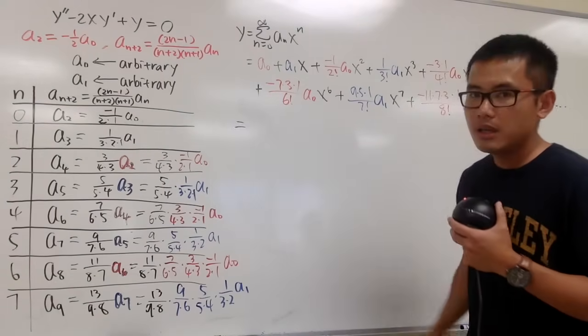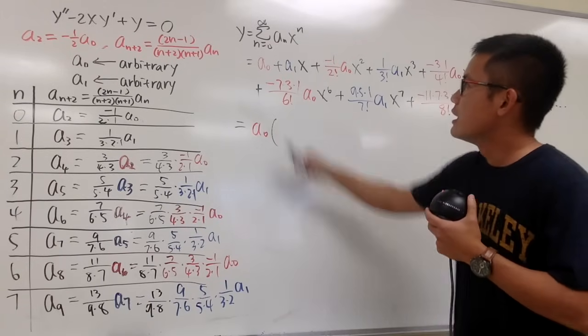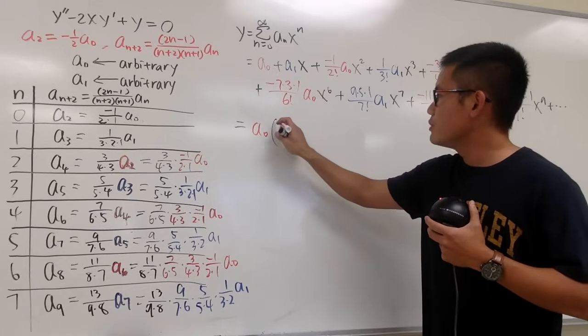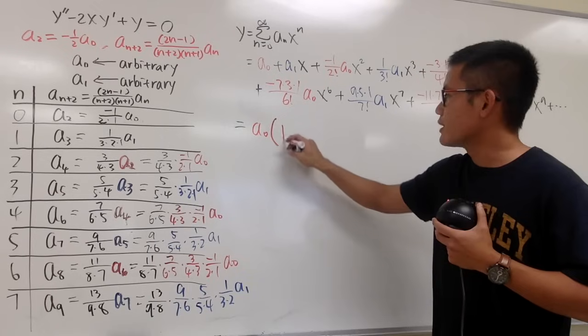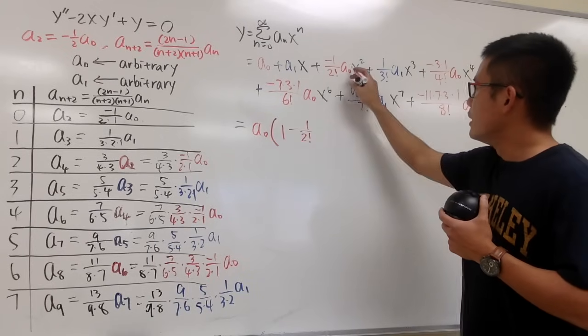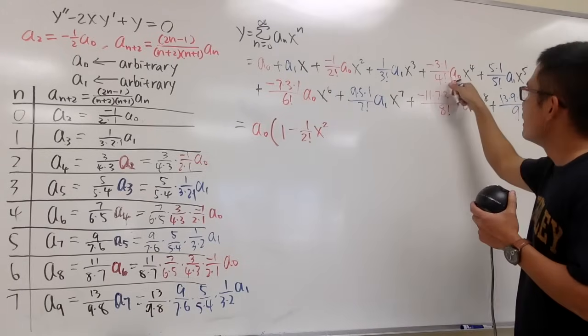So this is going to be, let me put down the A0 first, and I'll open the parentheses. We factor out the A0, so this is going to be 1. And let me just write down everything in red. 1. And then this is going to be negative 1 over 2 factorial. A0 is out already, and we have x to the 2nd power. And then this is the next term.